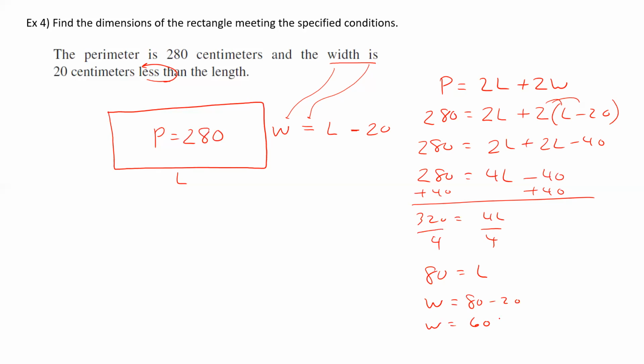Better. And centimeters. So I got this here. So L is equal to 80 centimeters. Width is 60 centimeters. And I'm done. Talk to me. Those that did it faster than me, how'd you guys think about it?